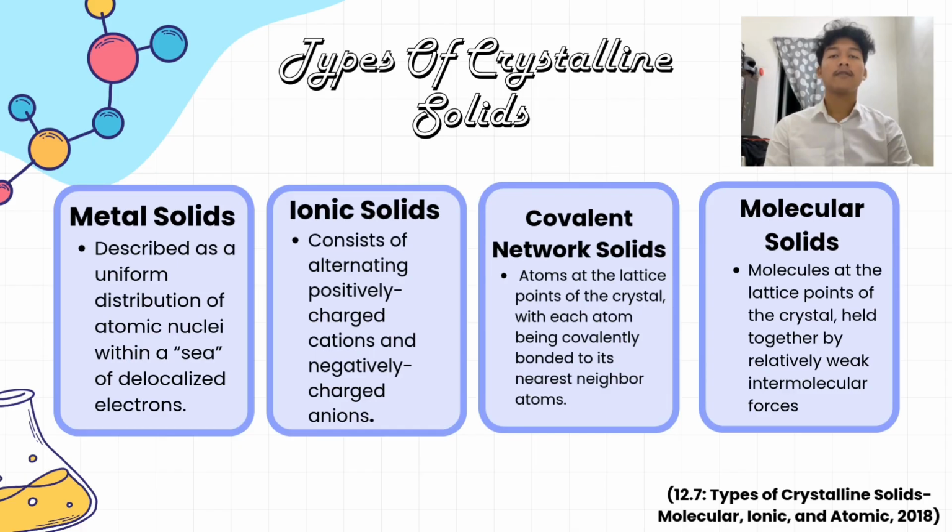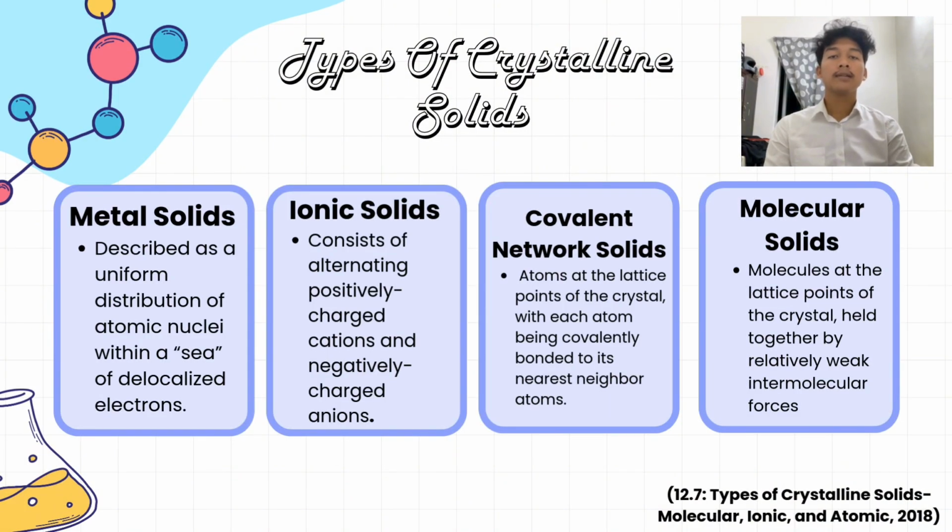There are 4 types of crystalline solid, such as metal solid, ionic solid, covalent network solid, and molecular solid. For metal solid, the structure of a metallic crystal is often described as a uniform distribution of atomic nuclei within a sea of delocalized electrons.